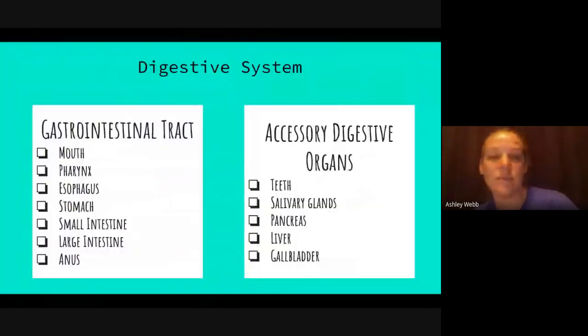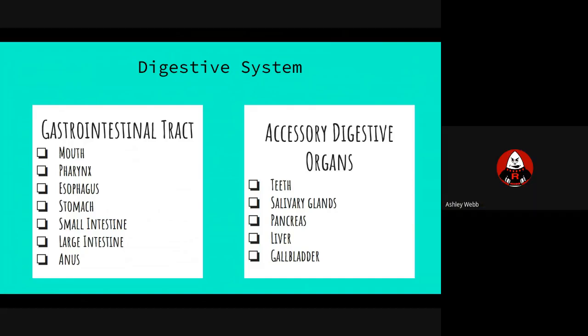The digestive system can be broken down into two smaller systems, I guess you could say, or two divisions. One is the gastrointestinal tract. That's what we typically think of: the mouth, the pharynx, the esophagus, stomach, small intestine, large intestine, and then the anus. The accessory organs are those things which assist the GI tract. Okay, so our teeth, salivary glands, pancreas, liver, and gallbladder.